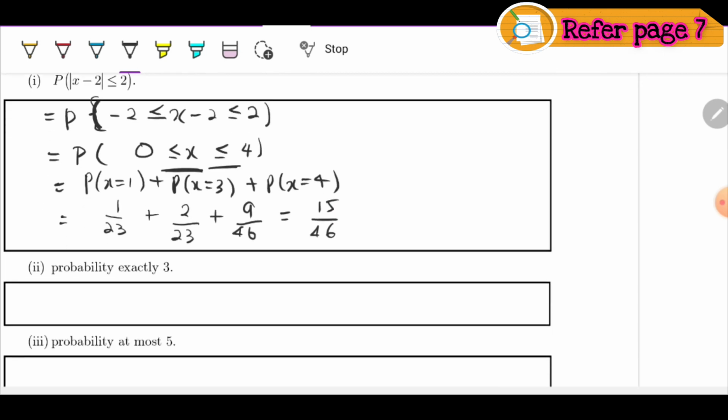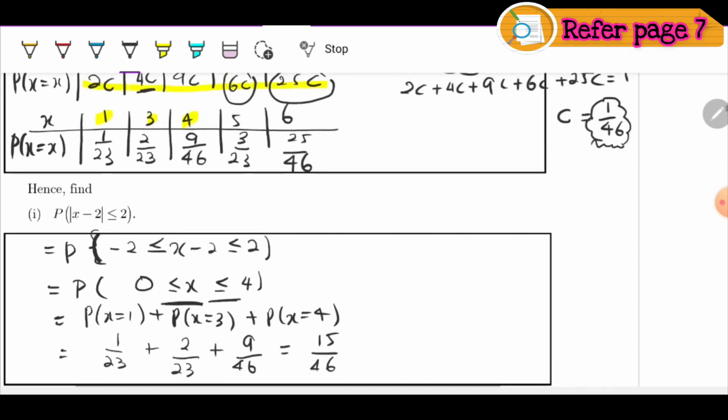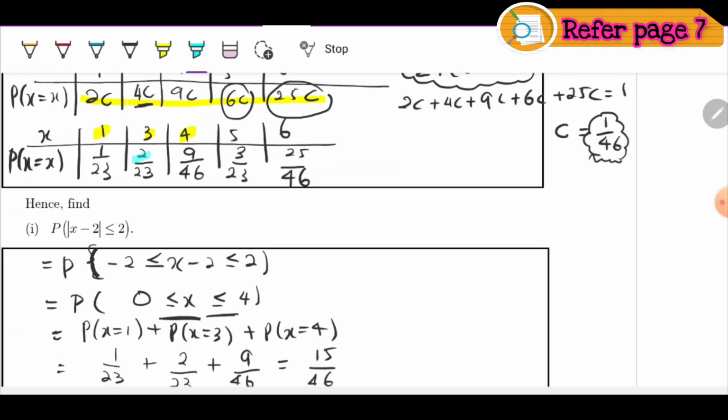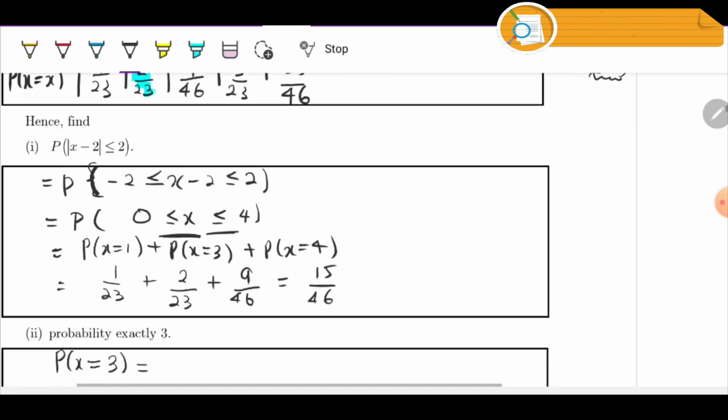Question number 2. Find the probability exactly 3. Exactly means x equals 3. So from the table, x equals 3 is 2 over 23.